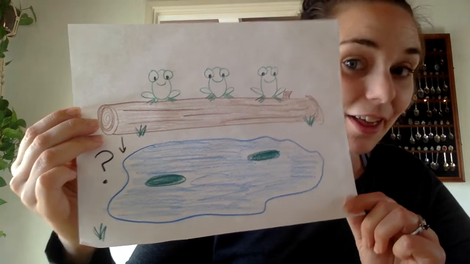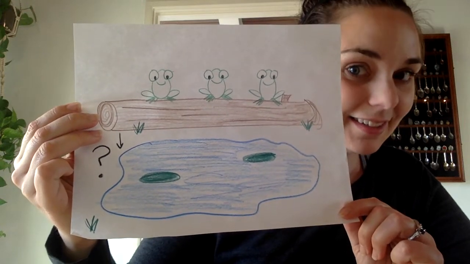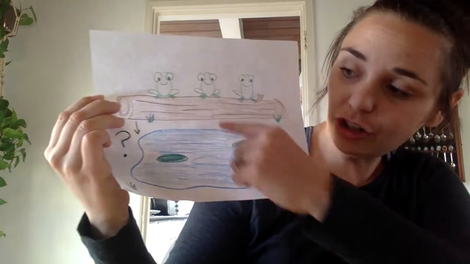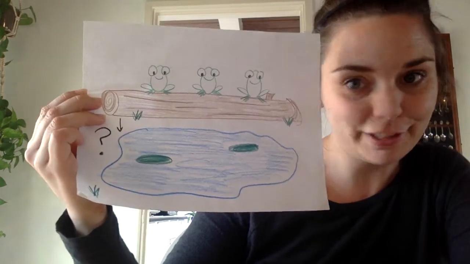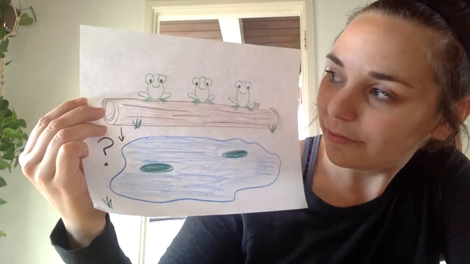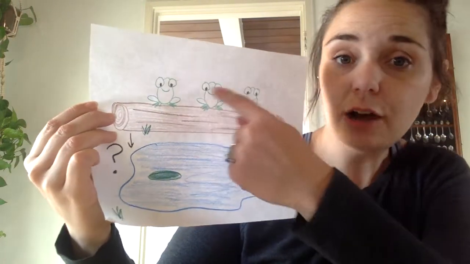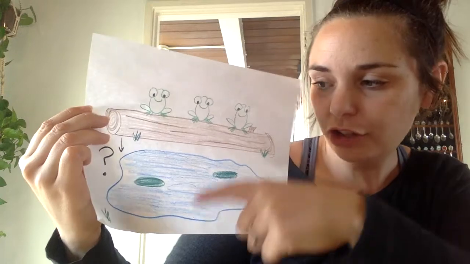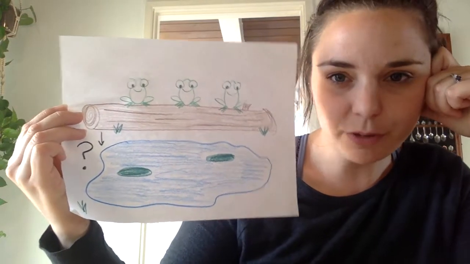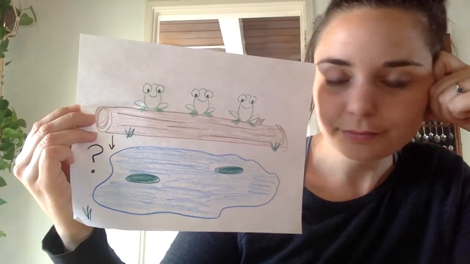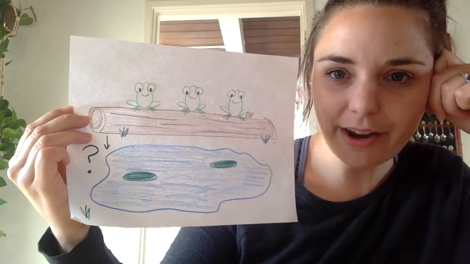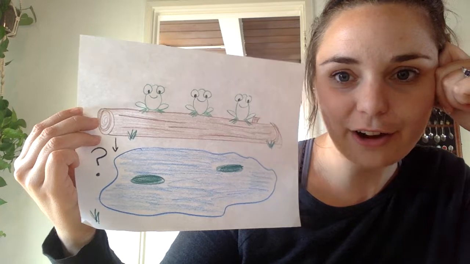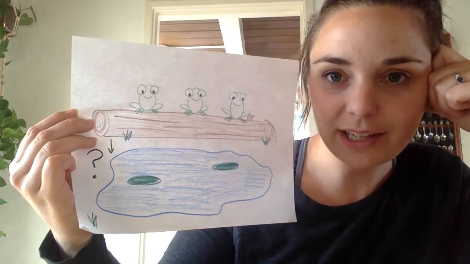All right, friends, there used to be 6 frogs on this log, and some decided to jump in. I'm not telling you how many jumped in, though. There's 3 now on the log, and there used to be 6. The other ones jumped in. How many do you think jumped in the pond? How could you figure that out? I want you to try by yourself to figure it out. You can pause the video, and then we'll solve it together.